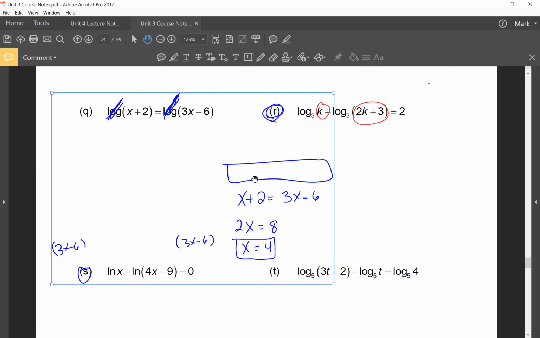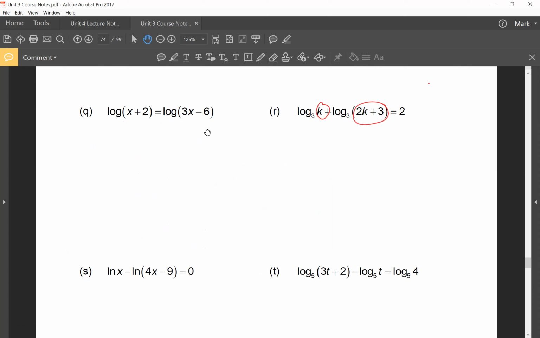Oh, that's a good thing to know if I change the color. Okay, so log base 3 of k times 2k plus 3 equals 2. I don't know why I used all those brackets, but it doesn't really matter. Now I put it in exponential form. So k times 2k plus 3 is going to equal 3 to the power of 2, which is easy.